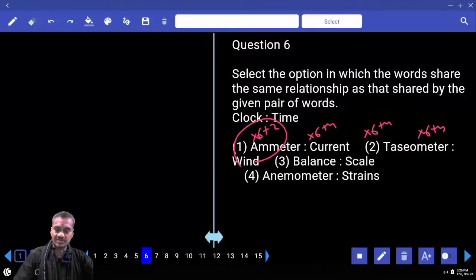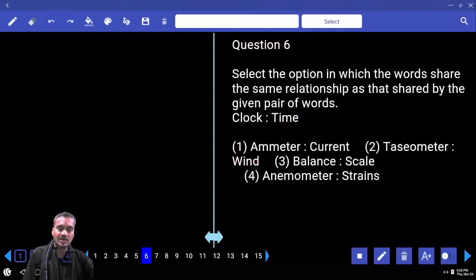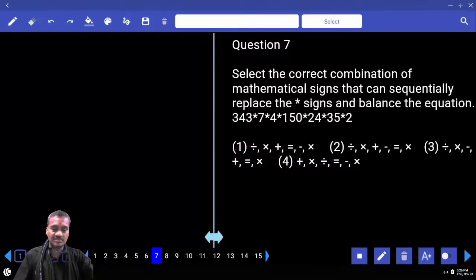The next one, question number 6. Clock is to time, and ammeter is to current. Now this, current can be measured with this ammeter, and time can be measured with this clock. Then coming to question number 7.